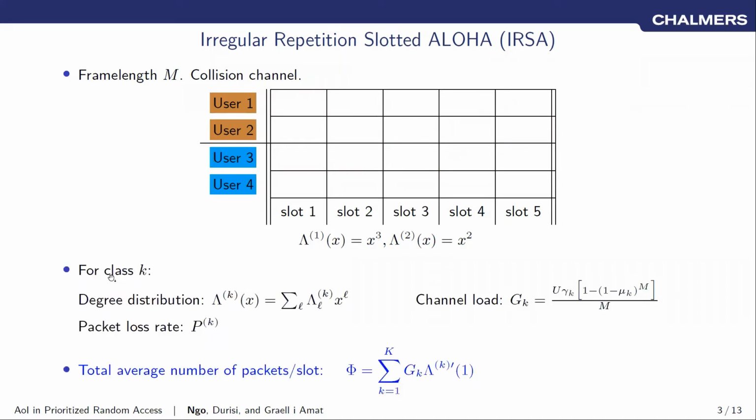We define for class k a degree distribution and write it in polynomial form. So the coefficient corresponding to power l is the probability that the user in class k chooses l slots to transmit the packet. We also define a channel load, which is the average number of active users in class k normalized by the frame size. The packet loss rate of class k is denoted by p_k, and the total average number of packets per slot is denoted by phi, and is computed as the sum of the channel load of each class multiplied by the average number of packets transmitted by a user in that class.